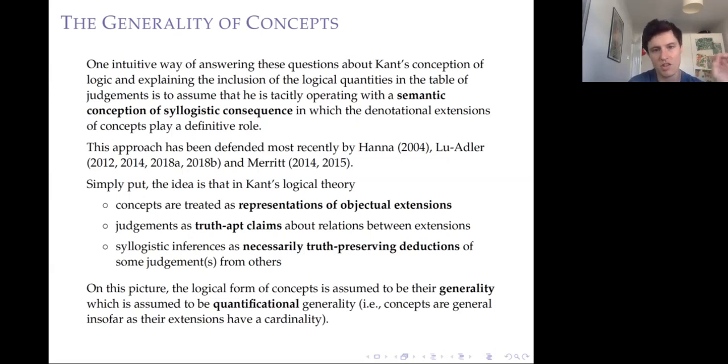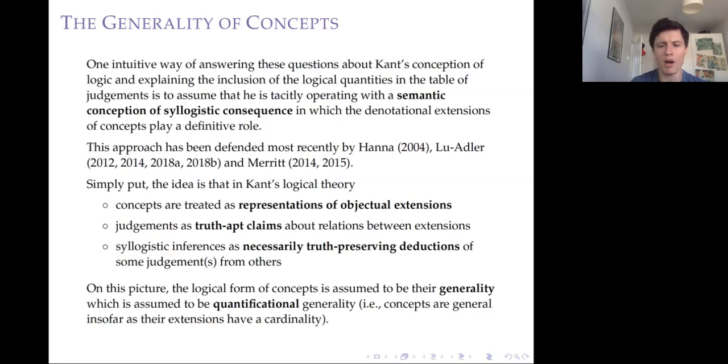Basically, the solution is to say, well, look, what Kant is thinking of here as logic is something like the semantic conception we have of first order logical consequence. Or semantic conception of syllogistic consequence understood in a way that's analogous to first order logic.